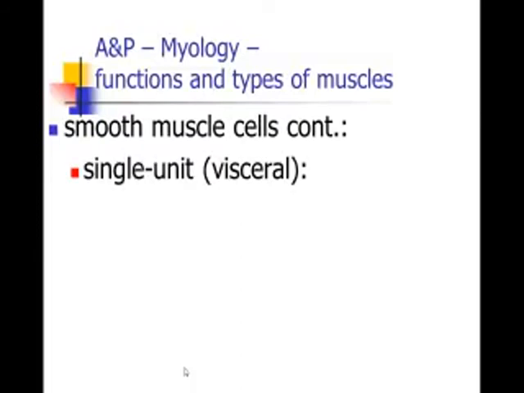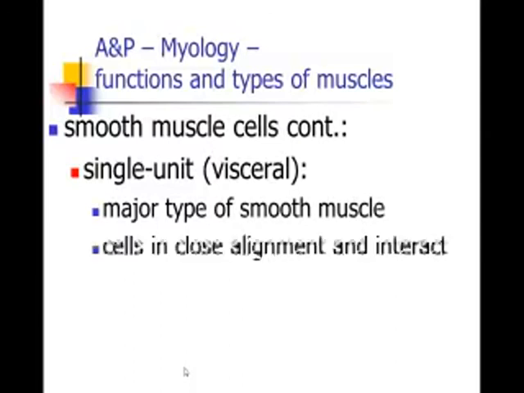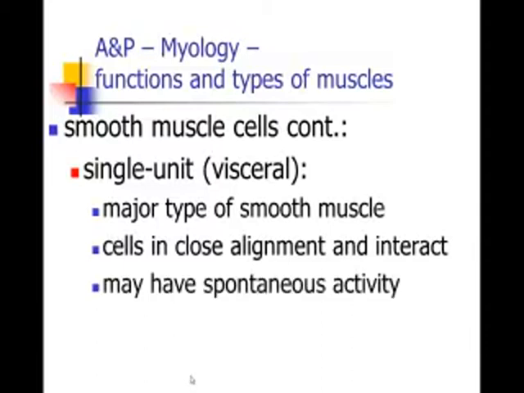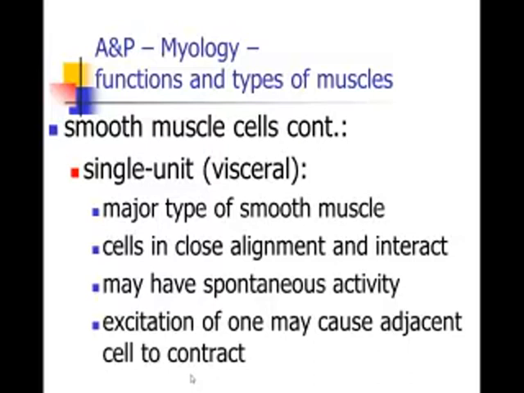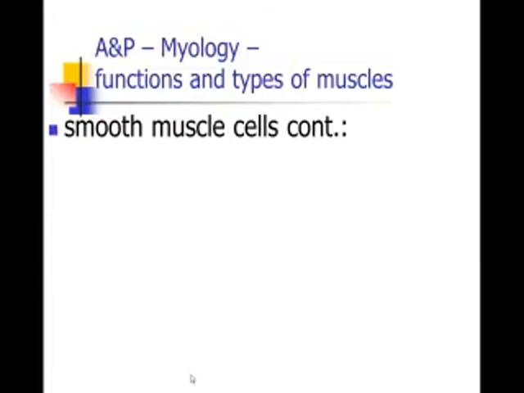Single unit or visceral smooth muscle work in conjunction with each other, and they interact. They're closely aligned with one another. This is the major type of smooth muscle, and they can have spontaneous activity. And so, because they're closely aligned and interacting with each other, if you get one of these muscle cells to be excited, then the adjacent cells will also become excited and contract. And this is a way of spreading a contraction over an organ such as the small intestine.